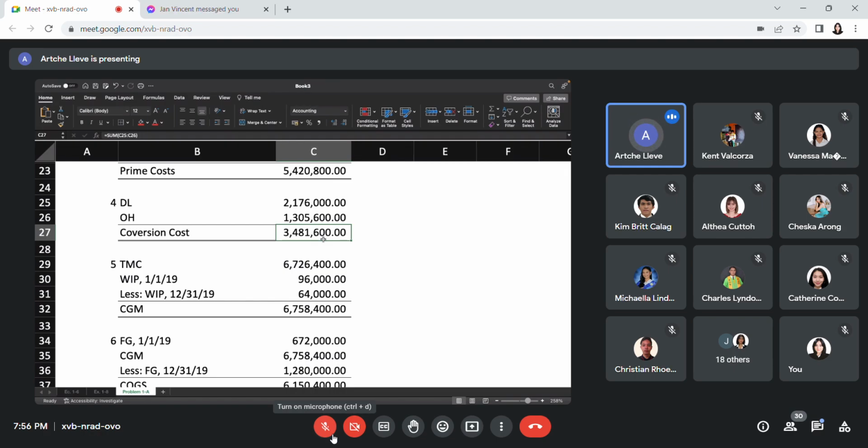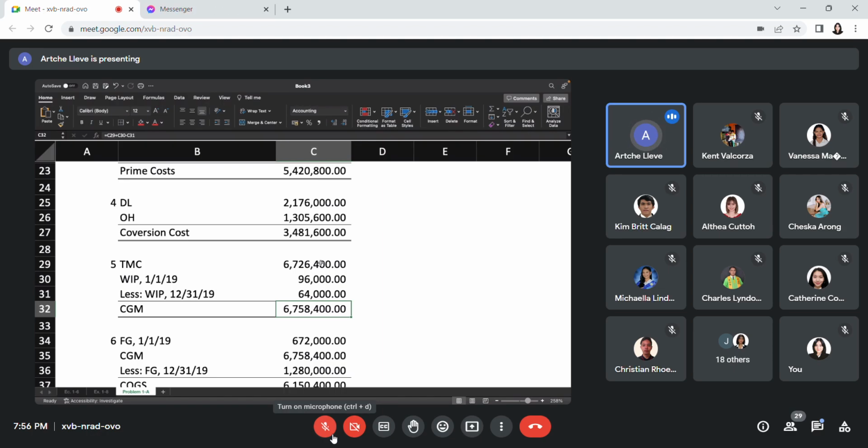Number 5, how much is cost of goods manufactured? We already discussed this one earlier. So total manufacturing cost of this amount plus WIP beginning balance less WIP ending balance, your cost of goods manufactured now will be 6,758,400.